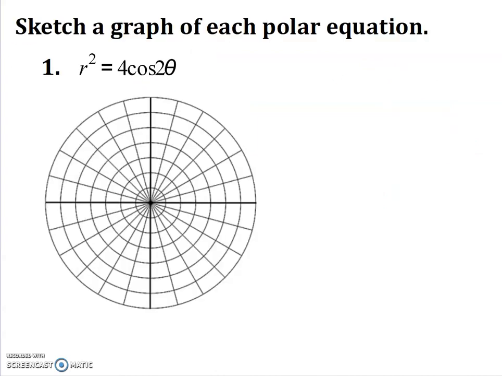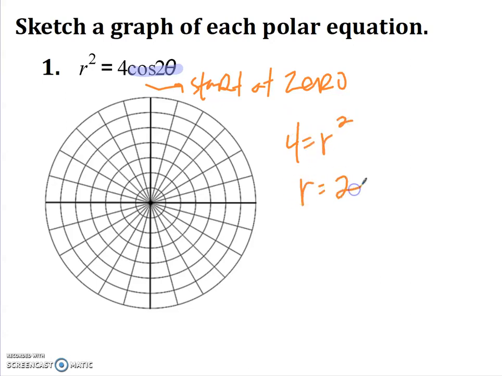Let's graph it. Sketch the graph of each polar equation. We've got r squared is equal to 4 cosine 2 theta. Cosine tells us we're going to start at 0. Then 4 is equal to r squared, so r is equal to 2. You're going to go out 2 and put a dot, going through the middle, then go to the back and put 2. And then in your head you say lemniscate, figure 8. Boom, you're done.